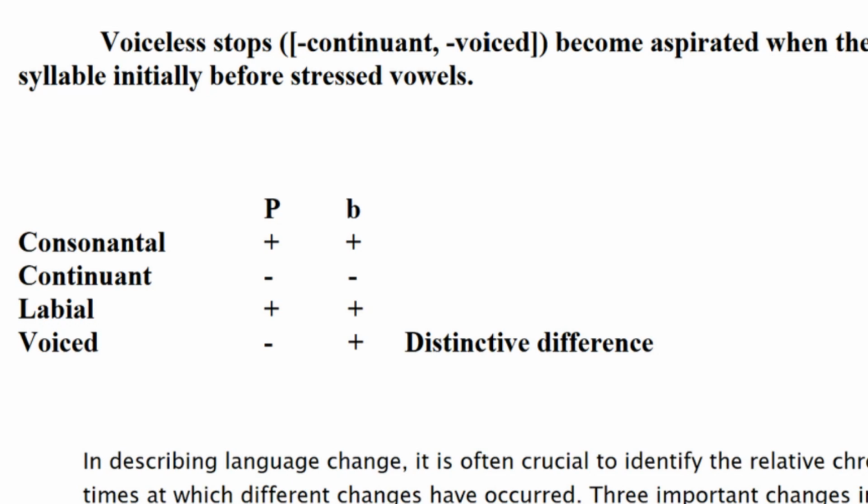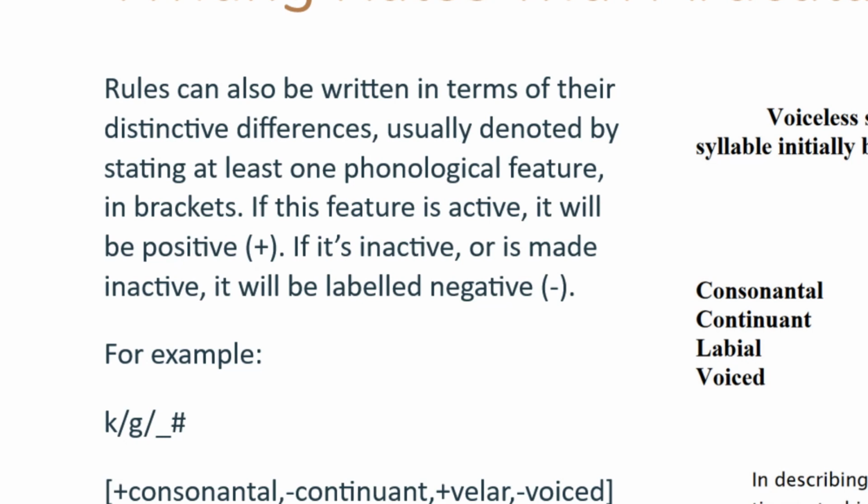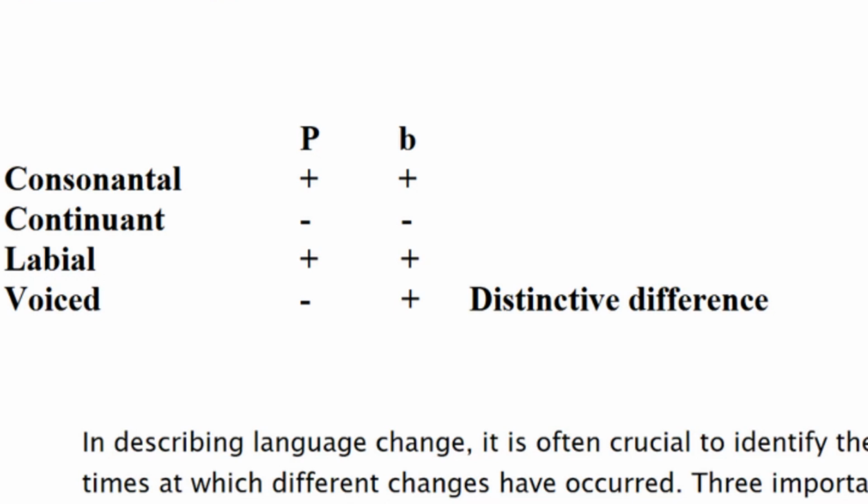Distinctive differences. And it's usually denoted by stating at least one phonological feature in brackets. It'll usually have either a plus or a minus, though sometimes the plus is just kind of not included, but if it's negative, it'll definitely have a minus. If the feature is active, if you're looking at the example over here on the right, you're looking at pa and ba. They're both consonants, so consonantal is a plus for both of them.